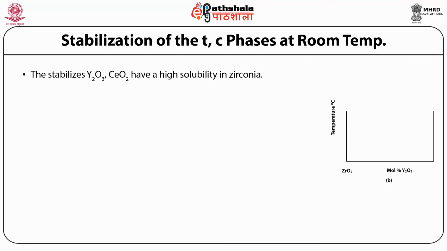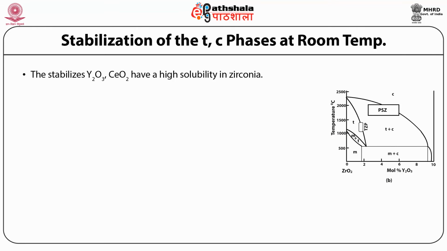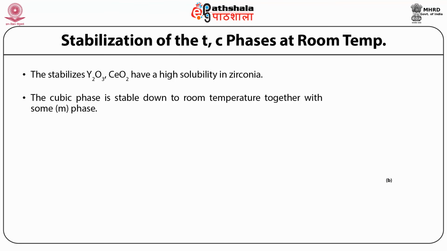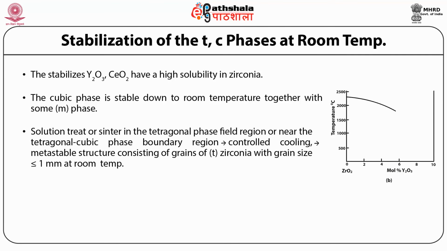The stabilizers yttrium oxide and cerium oxide have high solubility in zirconia, and in this case the cubic phase is stable down to room temperature together with some monoclinic phase. If the material is solution treated, or if the sintering is carried out in the tetragonal phase field region or near the tetragonal-cubic phase boundary region, followed by controlled cooling, then a metastable structure consisting of grains of tetragonal zirconia with grain size less than or equal to 1 micrometer is obtained at room temperature.